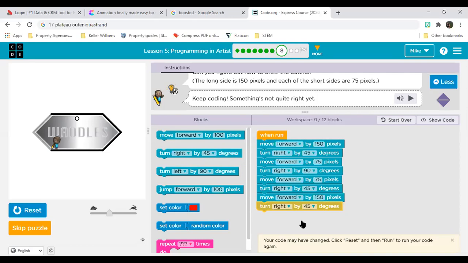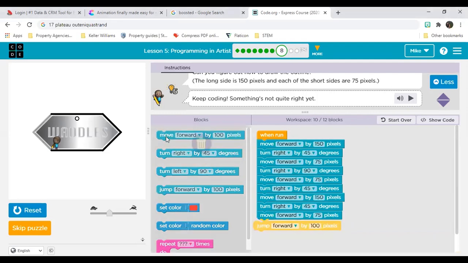There we go. We're going to turn 45, and then we're going to move forward by 75. Move forward by 75. And then we're going to do that turn, that 90-degree turn, also to the right. Let me just put that in nicely. Remember, we have to put our code in nicely.